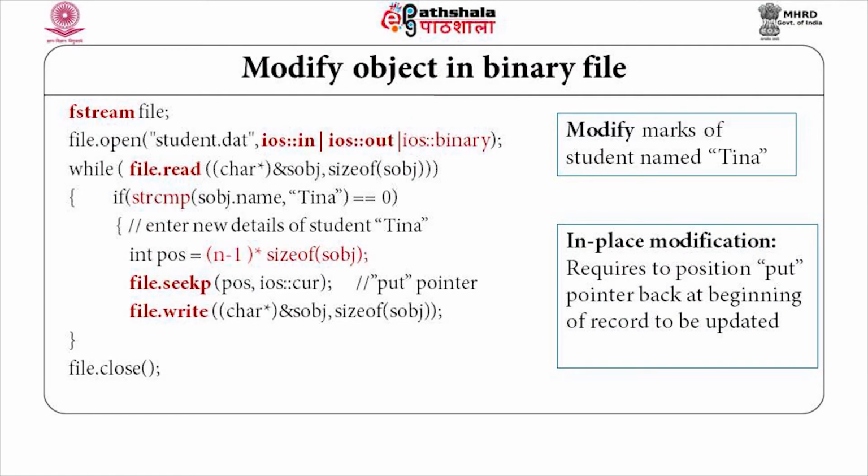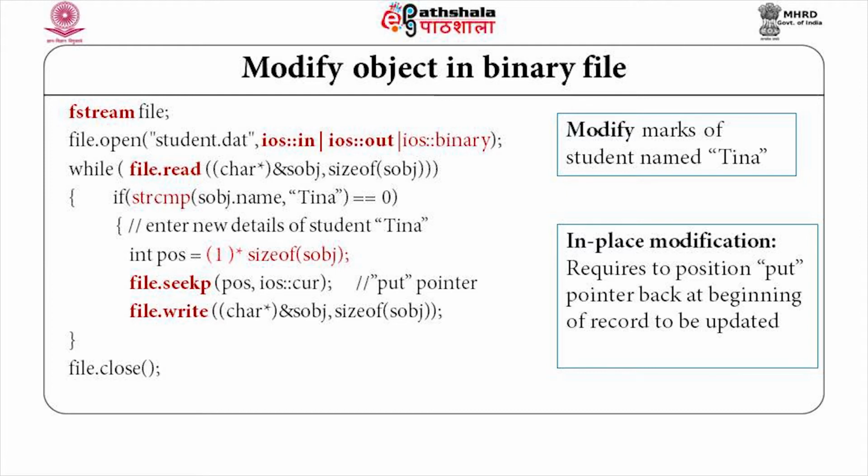Can we modify the objects in a binary file? Suppose I want to modify the marks of Tina, then it is possible and can be done in place. That means it may be modified at the same place. So, in this case the file is required to be opened in fstream, because we will read the data and we will again rewrite after modification.